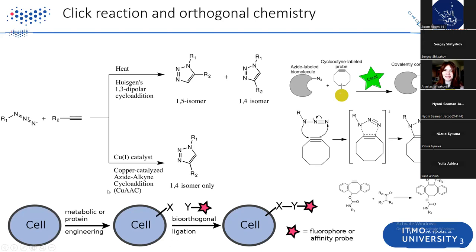If it's azide-alkyne cycloaddition, then you would have azide and alkyne, with the azide group and the alkyne group, like shown here. Due to the usage of different catalysts, like a copper catalyst or the heat-activated reaction, you would have different isomers like 1,5 and 1,4 isomers, and sometimes a mixture of different isomers. For heat activation you get a mixture, and for the copper catalyzed reaction, you have only the 1,4 isomer.